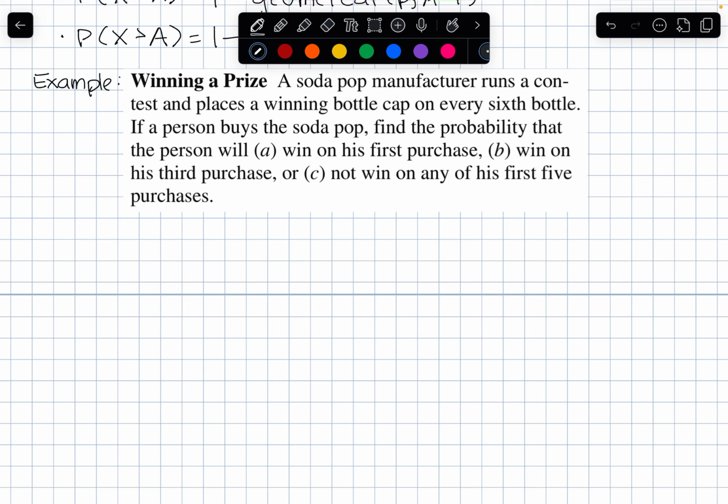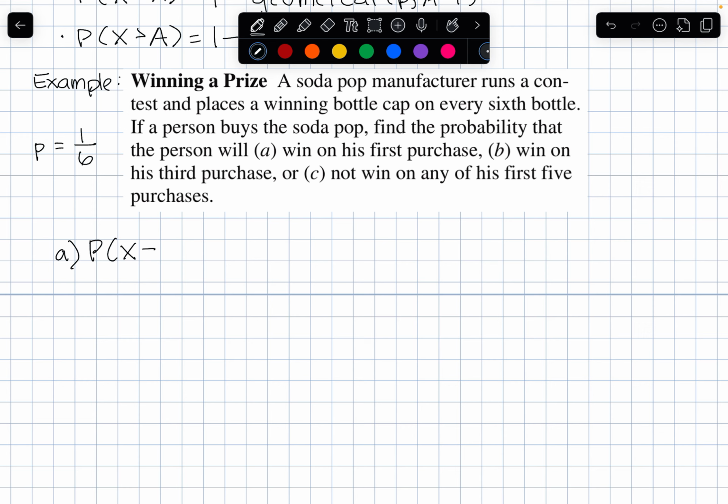So first thing is we're keeping track of when he wins. That's keeping track of a trial number, so I know this is a geometric and not a binomial. I need to know my probability of success. If I'm putting a winning bottle cap on every 6th bottle, there's a 1 in 6 chance that I'm going to win, because the first 5 are failures, the 6th one gets a winning bottle cap. And then we're just going to work through the problem looking at what the probability notation looks like and which formula to use. So the first one says wins on his first purchase.